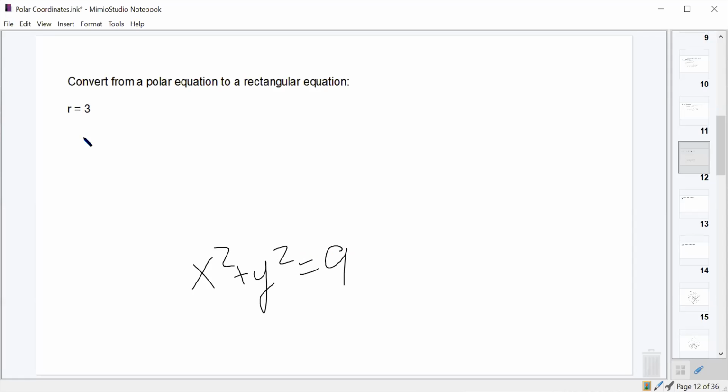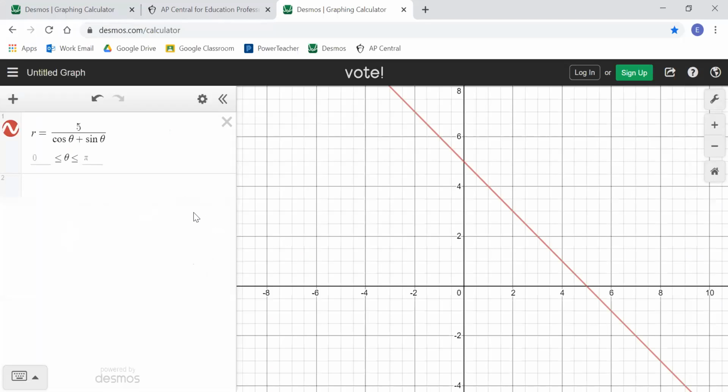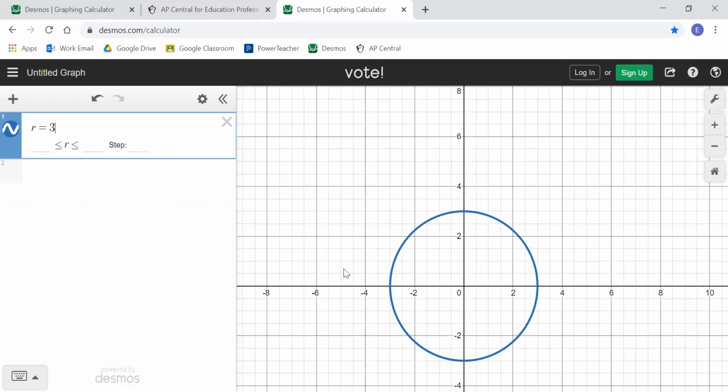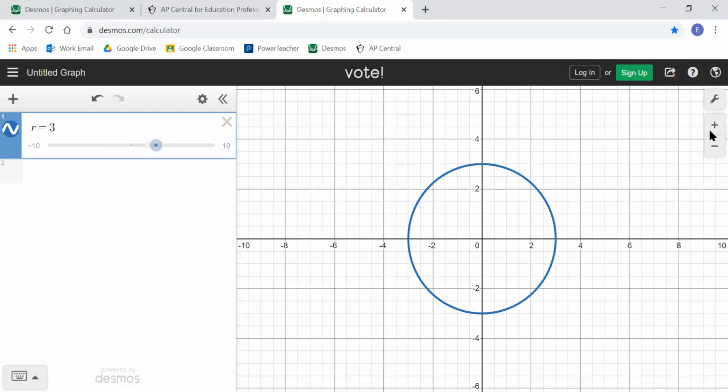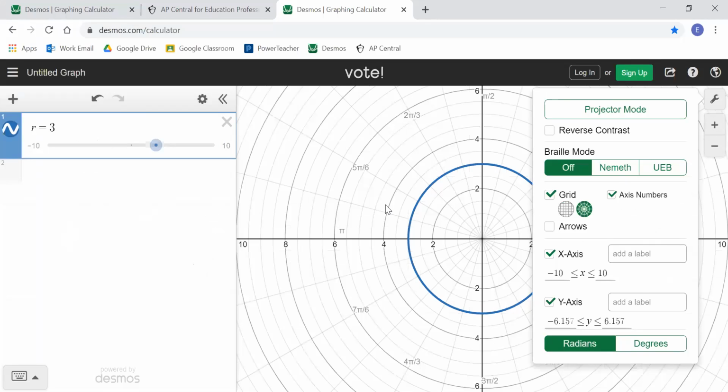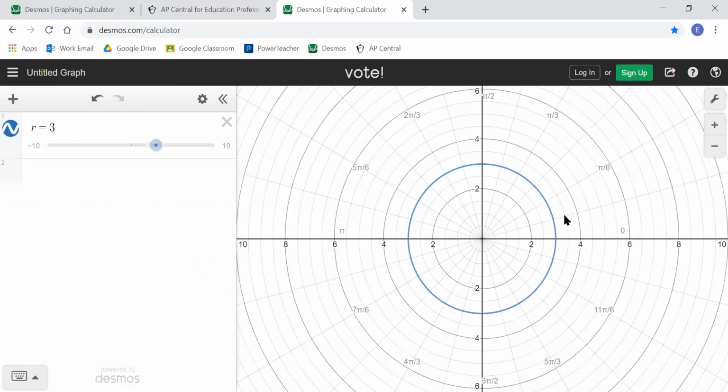I mean, just square both sides of this. r squared equals 9, right? And what does r squared equal? r squared is x squared plus y squared. But if we were to go into Desmos and take a look at it, we'd see that putting in just r equals 3 is literally that. It's a circle centered at the origin with a radius of 3. And we can look at it on the polar grid if we want. It's got the radius of 3 centered at the origin. Good or no?